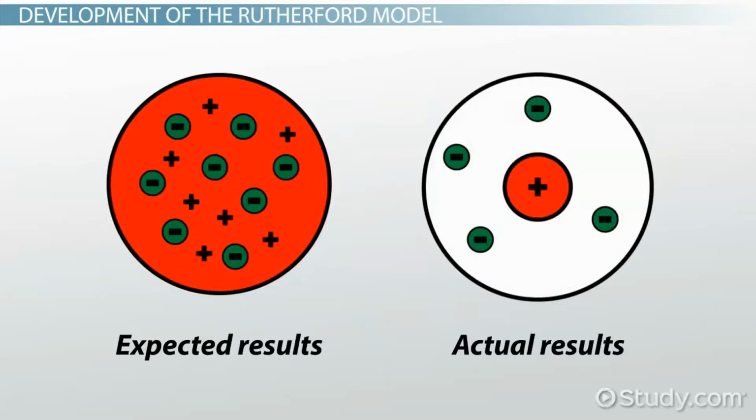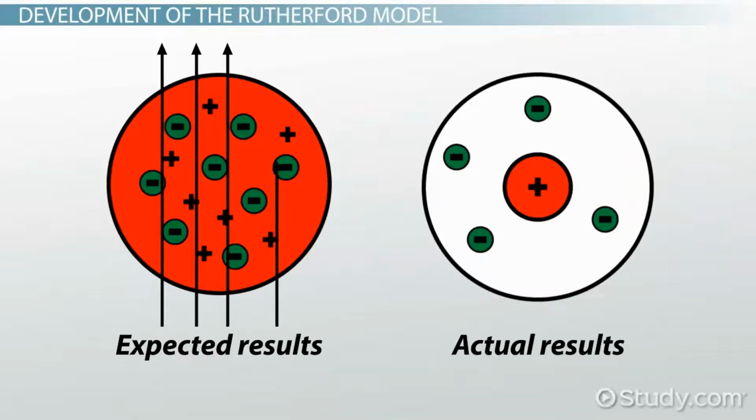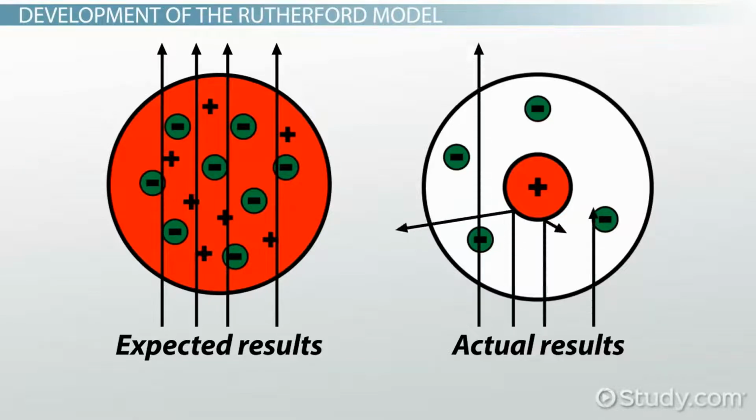This diagram depicts the expected and the actual results of the gold foil experiment. The diagram on the left shows particles passing through the positively charged matrix of the plum pudding model. The diagram on the right shows particles ricocheting off of the nucleus in the center of the atom.